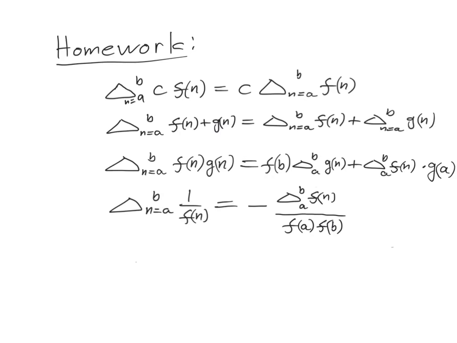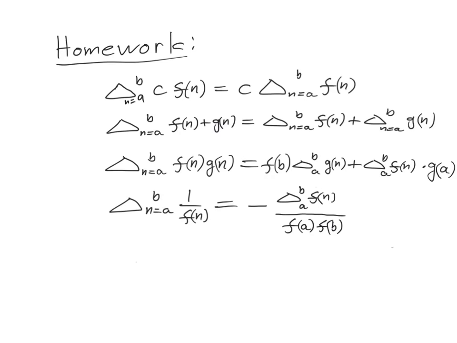We leave the viewer with 4 homework problems. First, that the delta of a constant multiple of a function is equal to the constant multiple of the delta of the function. Second, the delta of a sum is the sum of the deltas. Third, the delta of a product f(n) times g(n) is equal to f evaluated at the endpoint b times the delta of g plus the delta of f times g evaluated at the first endpoint.